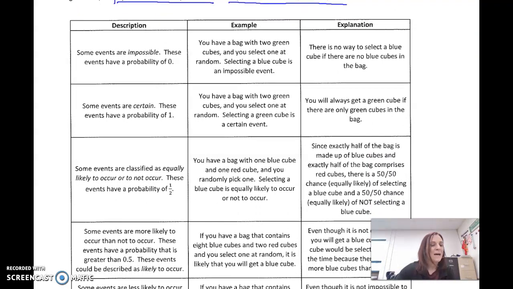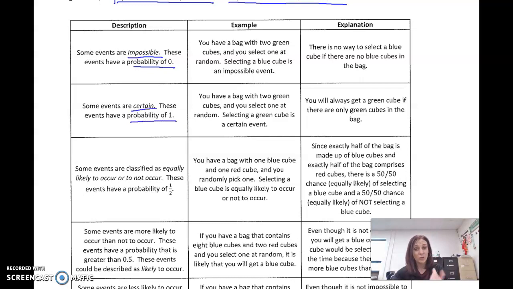Some events are impossible. They have a probability of 0. Cannot happen. Winning the lotto is not impossible, even though it'll probably never happen in my lifetime, because there's a small, tiny chance. Impossible means cannot happen. So it says you have a bag with 2 green cubes. You select one. Selecting a blue cube is an impossible event, because there's no way to select a blue cube if there are no blue cubes in there. Impossible, cannot happen.